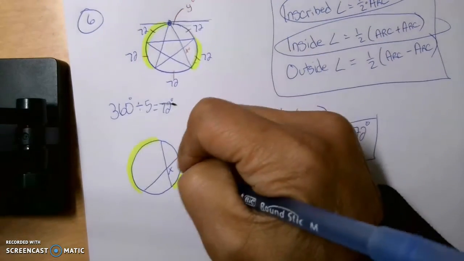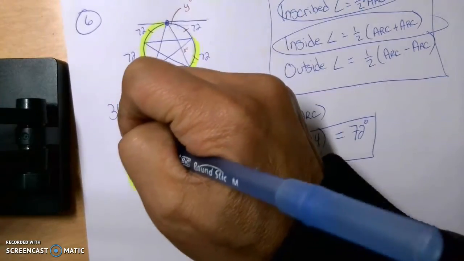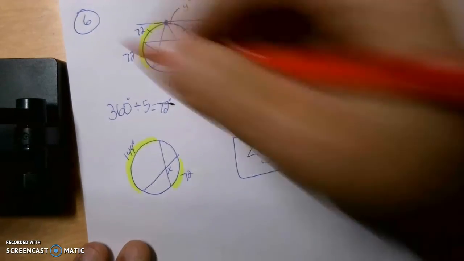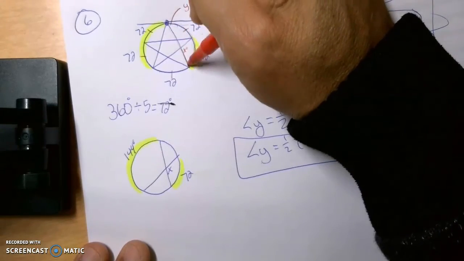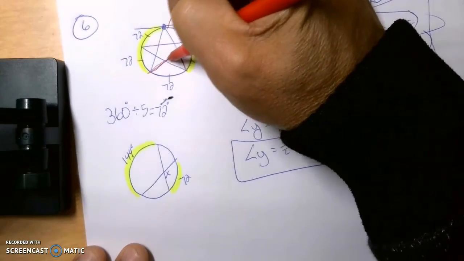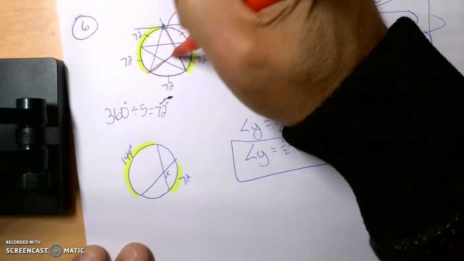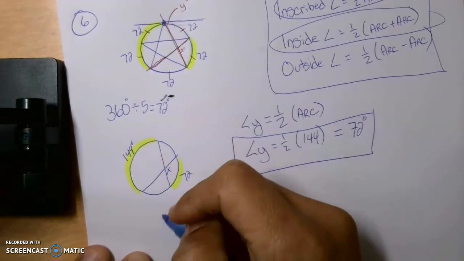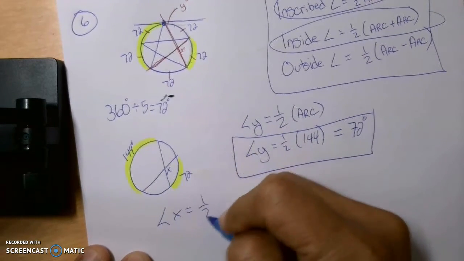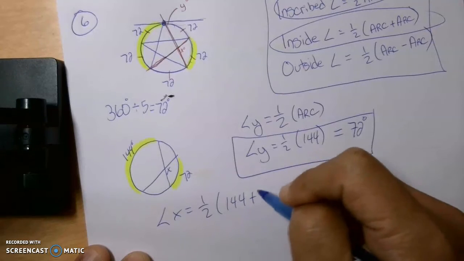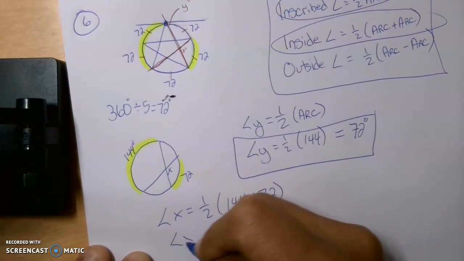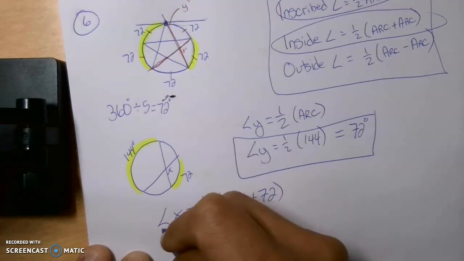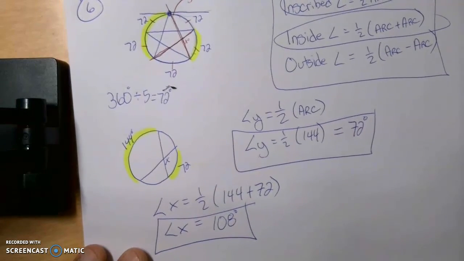This is 72 degrees. This is 144. I've tried to get rid of all the other distractions here and just focus in on angle X, which hits the 72, and it hits the 144. So inside angle X is equal to 1/2 arc plus arc. And if you do this correctly, you will get 108. That's number 6.